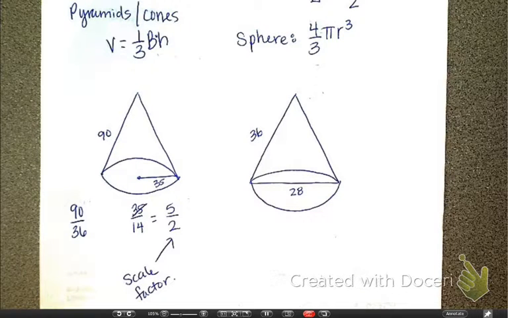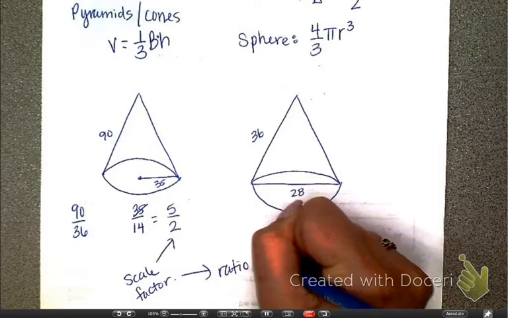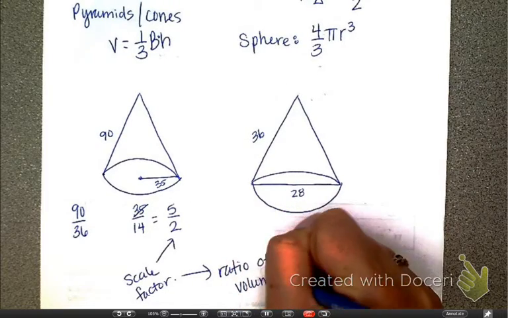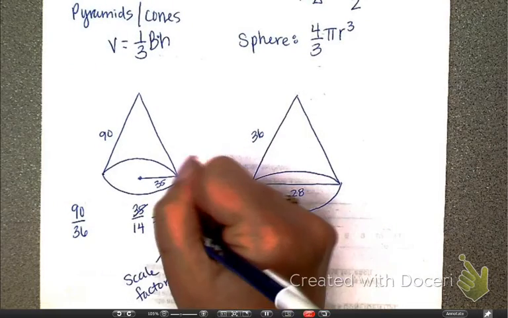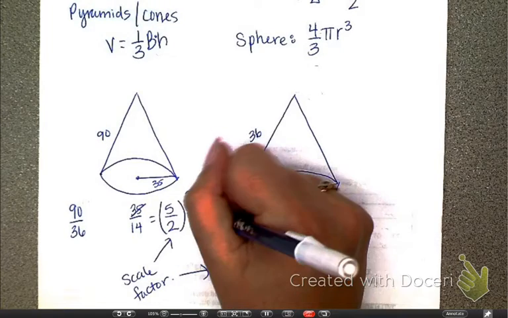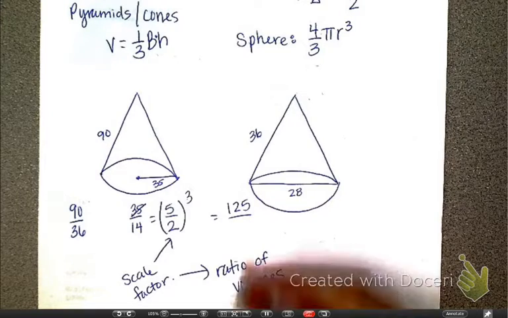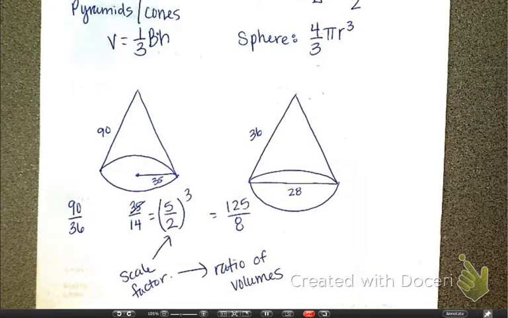Can someone tell me how to find the ratio of volumes from this? How do I find the ratio of volumes? It's what? This is where we cube it. Okay, ratio of volumes is where you're going to cube it. So 5 to the 3rd power is 125. 2 to the 3rd power is 8. Okay, that is my ratio of volumes.